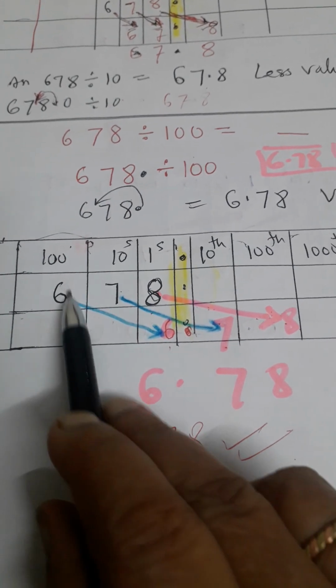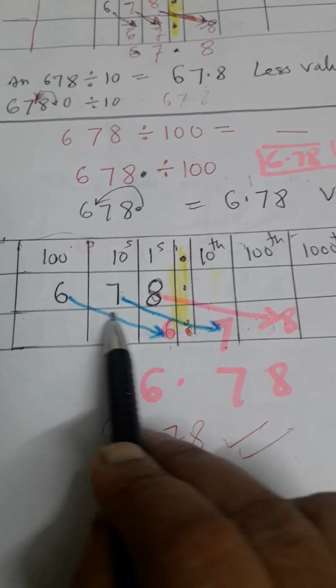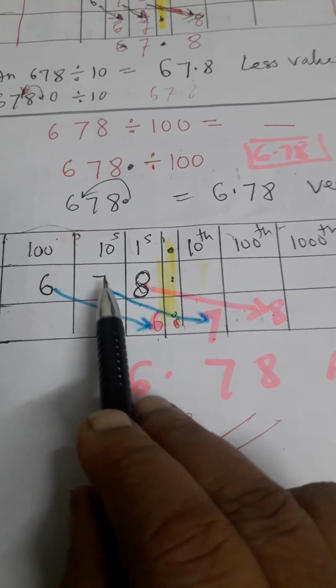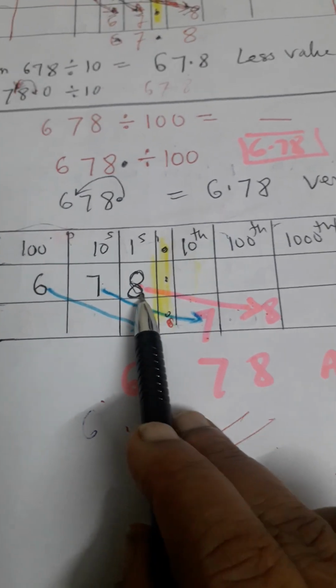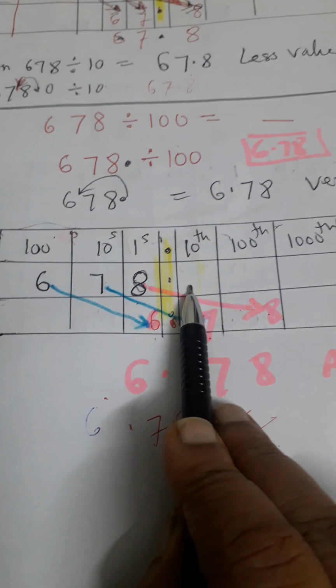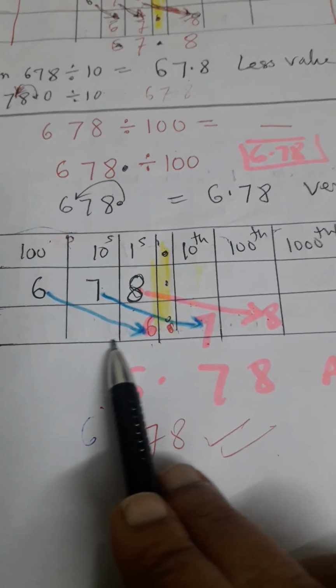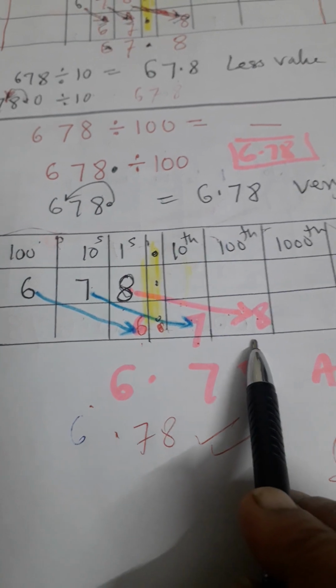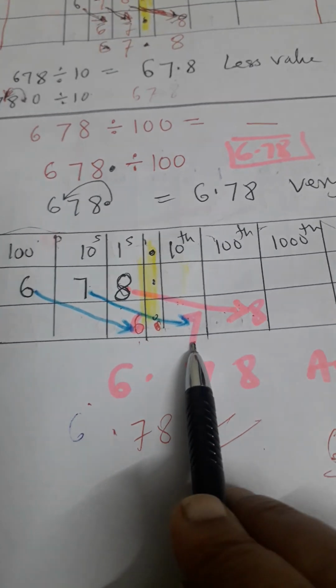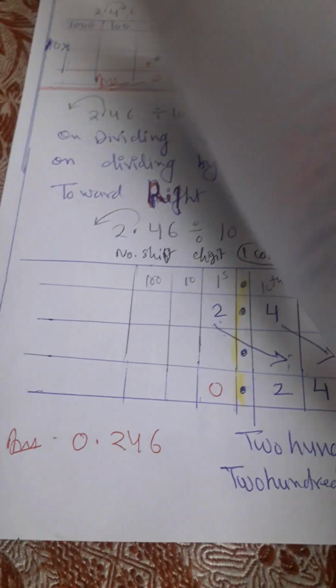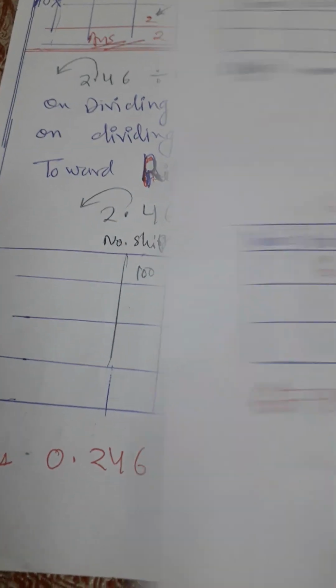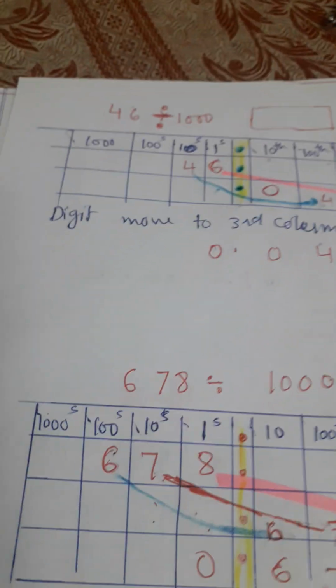Okay, this is the column in which 6 is there. So this column and this column, second column. Here 7 belongs to this column, and second column 7 will be coming. In 8, first column, second column 8. All of them should be in the same line. Okay, so 6.78 is the answer.